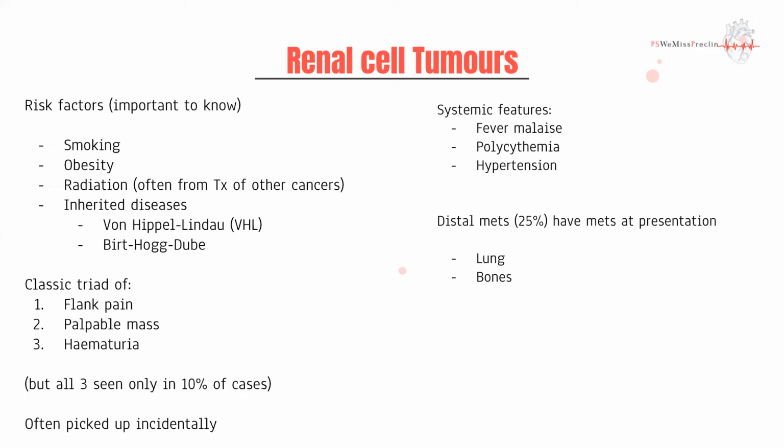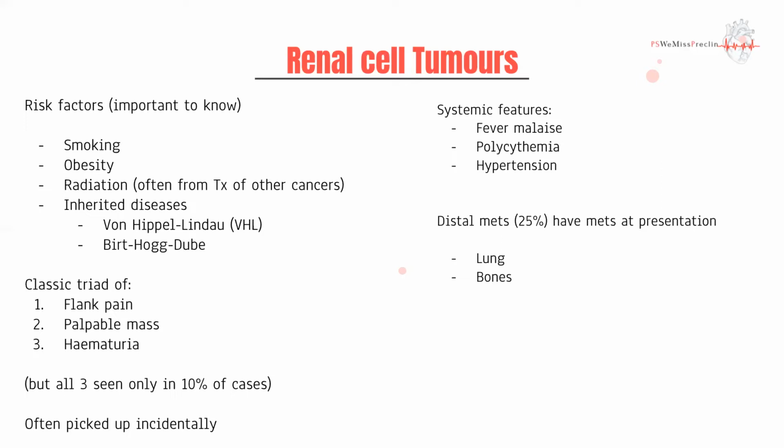In terms of how they present, this is really, really important to know. Renal cancers present with a classic triad of flank pain, a palpable mass when you palpate the kidneys, and hematuria. However, all three of them are only seen in about 10% of cases. So if you see one or two of these features, always try to rule out renal cancers, because seeing all three is quite a rare incidence.